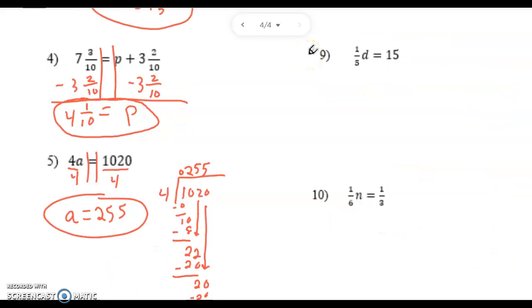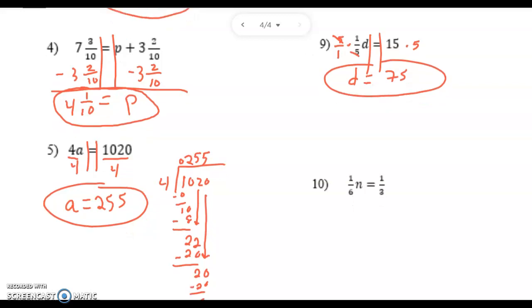All right, lastly, number 9 and 10. Number 9, D, 1/5. D equals 15. Draw my wall. Who does D want to get rid of? He wants to get rid of the 1/5. So I can divide both sides by 1/5, but don't forget you have to do same, opposite, and reciprocal. Or you could just multiply both sides by the reciprocal. All right, and the reciprocal of 1/5 is 5/1, which is basically the whole number 5. The 5's cross simplify. I'm left with D equals 15 times 5 is 75. So 1/5 of 75 equals 15.